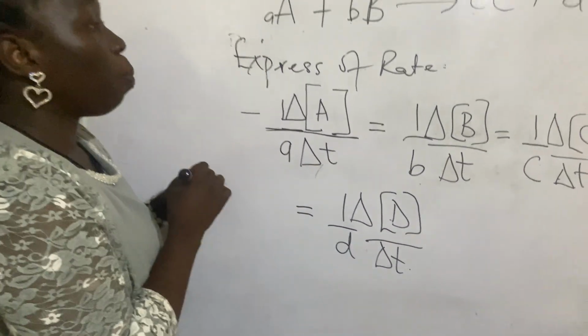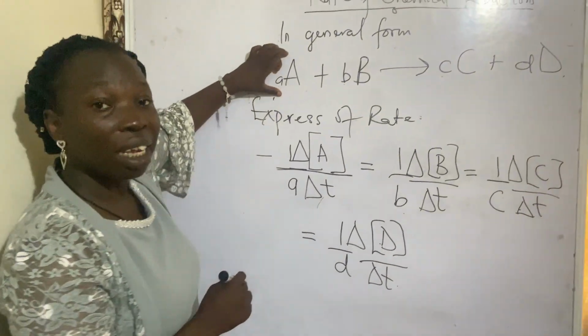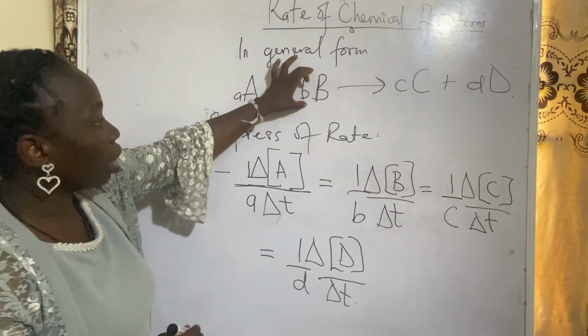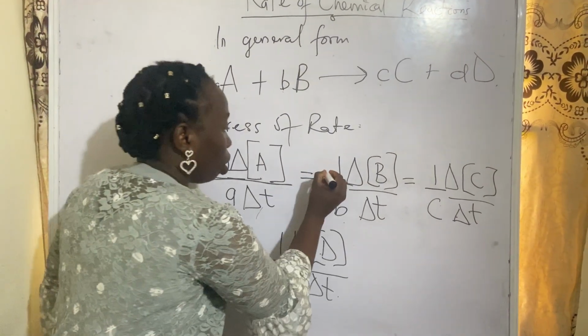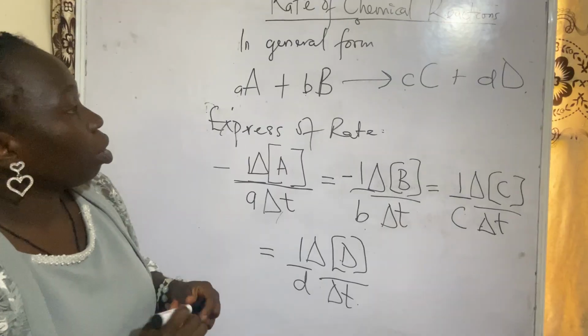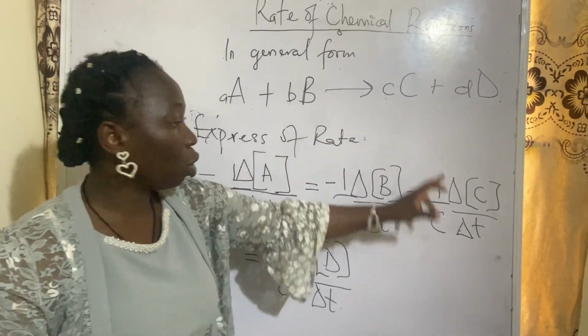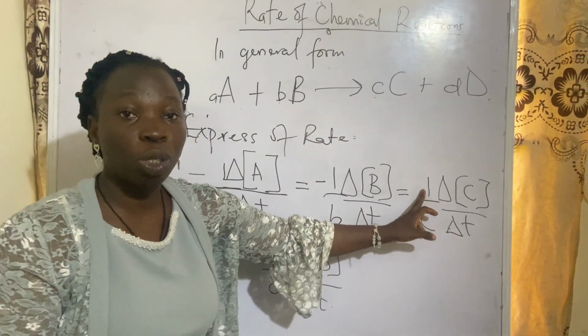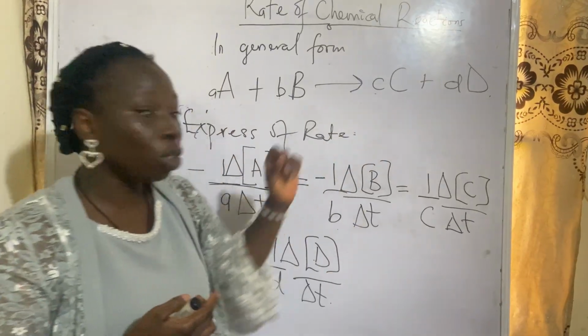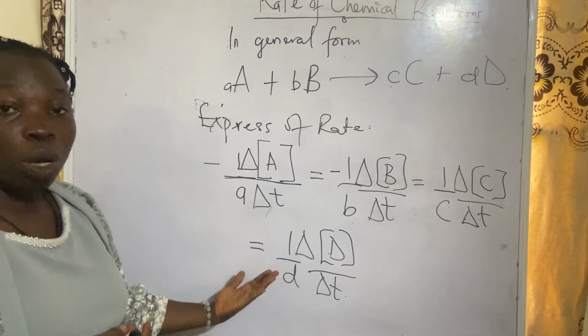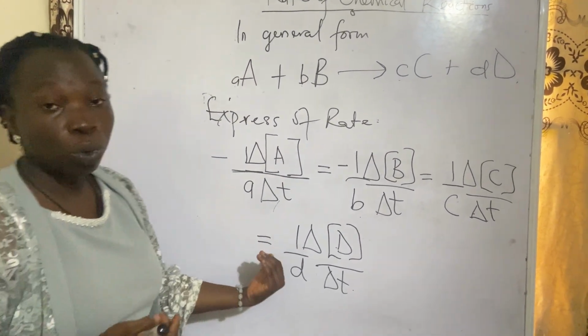So look at it properly. A is a reactant, so we put minus. B is a reactant, we also put what? Minus. C is a product, so you don't need to put minus because product will increase. D also is a product, so product will also what? Increase, so we don't put minus.